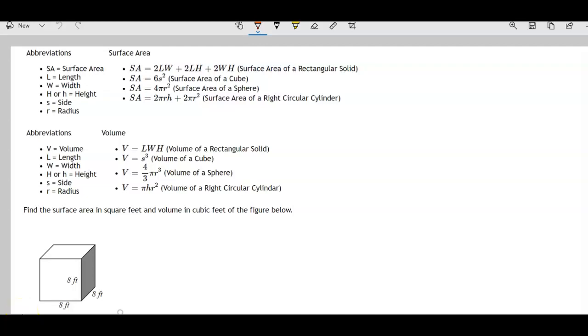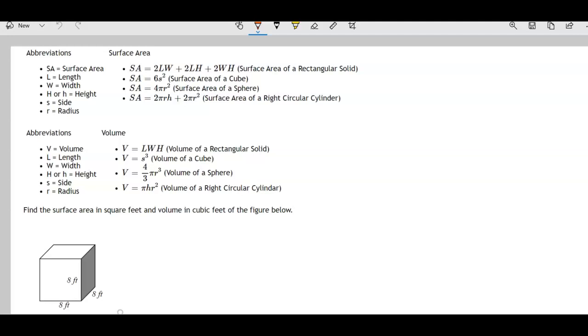Okay, in this problem, we're asked to find the surface area in square feet and the volume in cubic feet of the figure below. So this problem will give us an opportunity to notice the difference between one-dimensional, two-dimensional, and three-dimensional measurements.